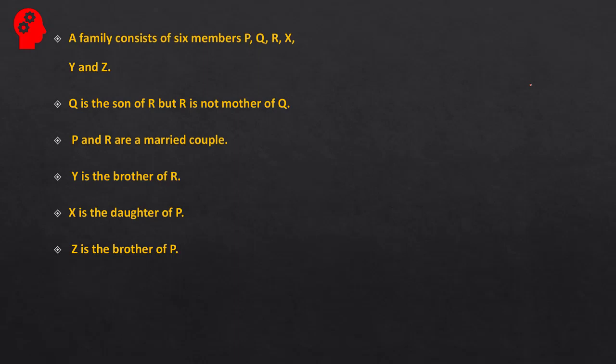Another set. A family consists of 6 members P, Q, R, X, Y and Z. Q is the son of R. That means Q is a male member. Q is son of R, but R is not the mother. So definitely R is one of the parent, but not being mother. So that means R is the father. P and R are a married couple. So if R is a male member, then in this married couple, P is the female.